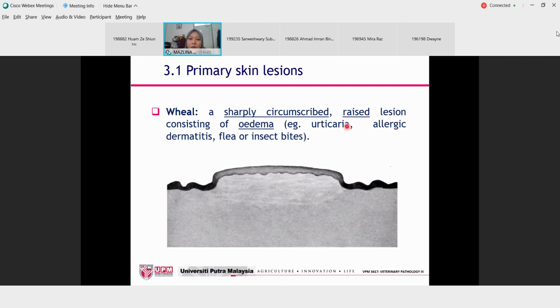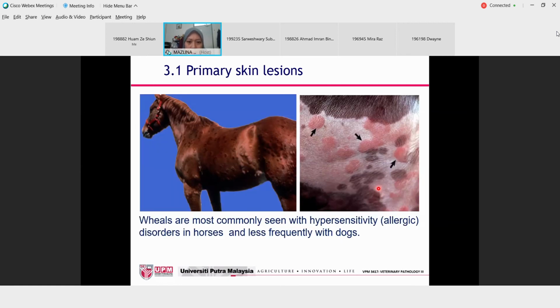Allergic dermatitis can be due to flea or insect bite. So you know when you get bitten by a mosquito, you get the wheals on your skin, right? That is a very common example, mosquito bite. Okay. So this is a gross image of what wheals should look like. Wheals are most commonly seen with hypersensitivity or allergic disorders in horses and less frequently with dogs. So these are what wheals look like. Okay.